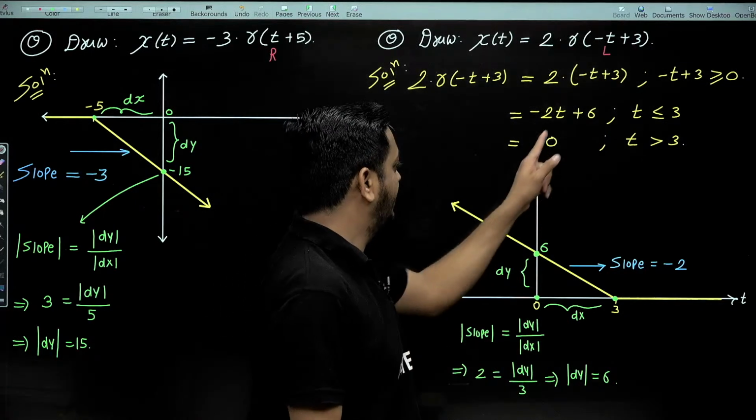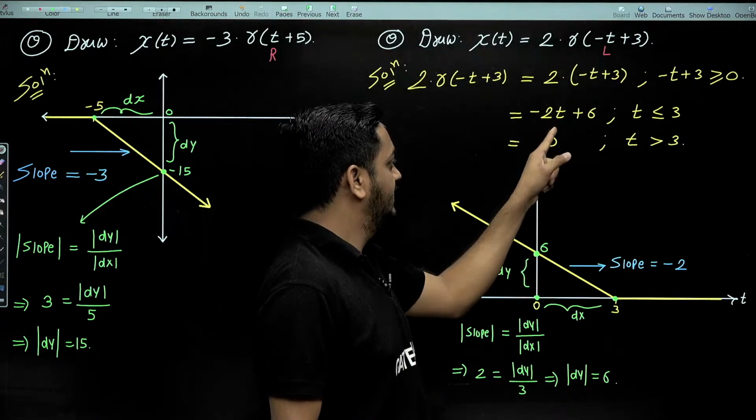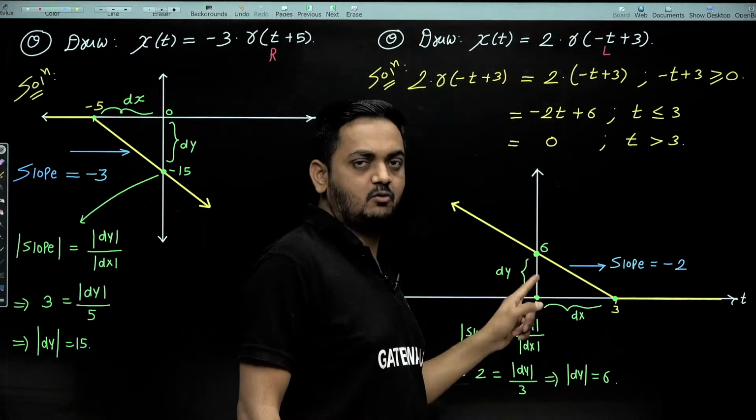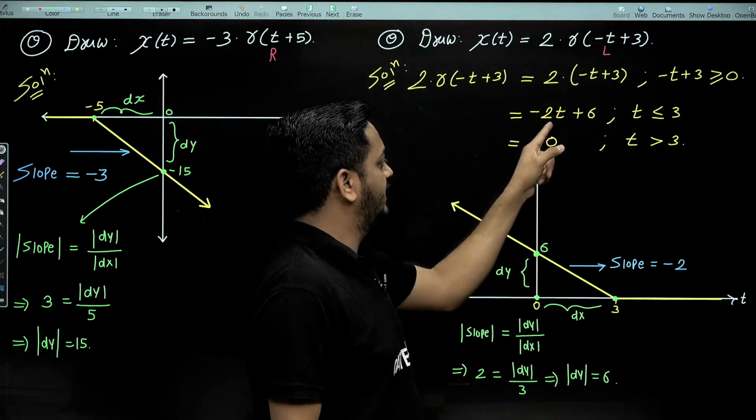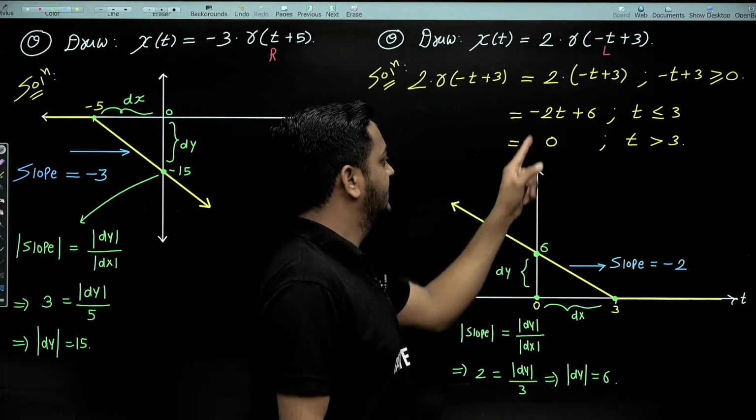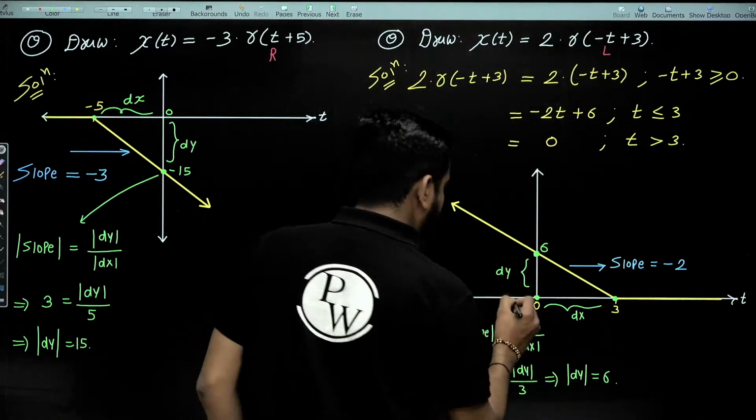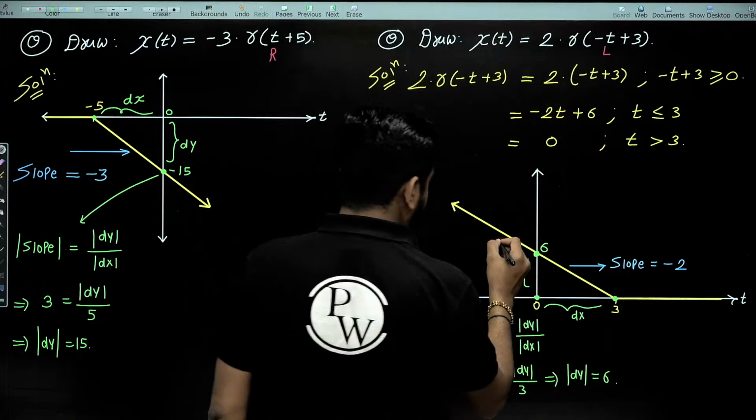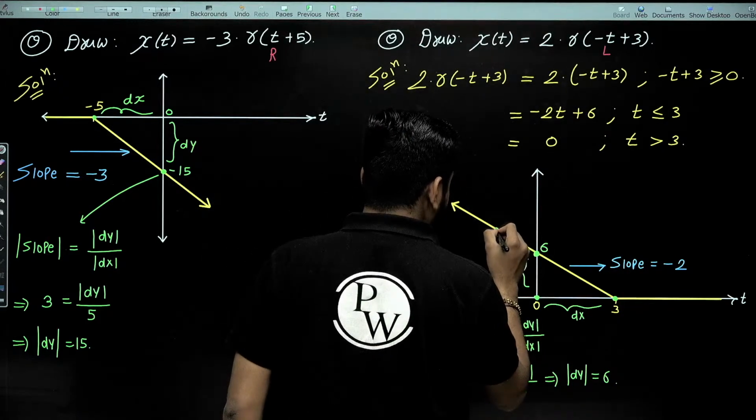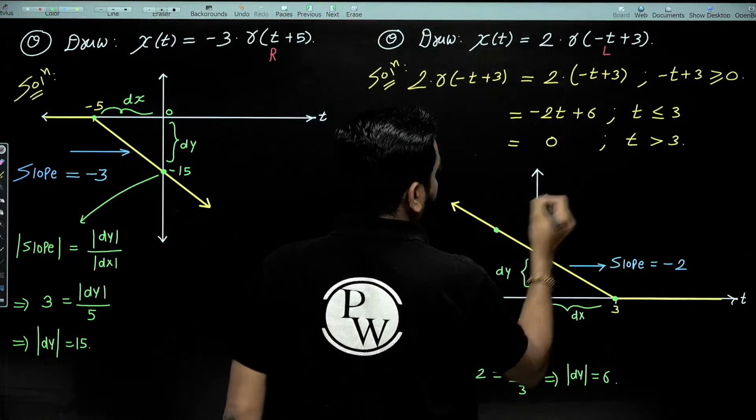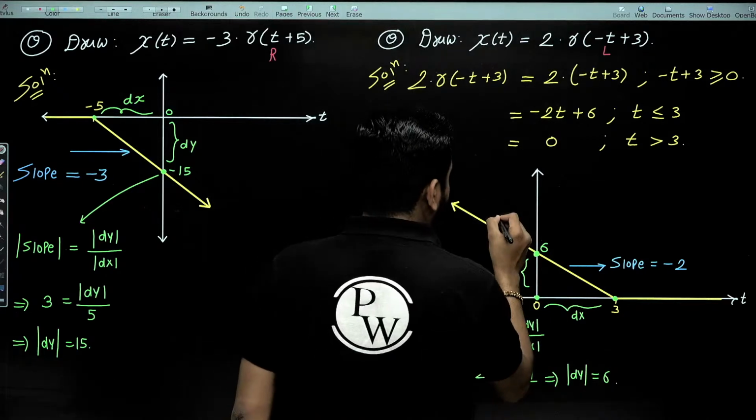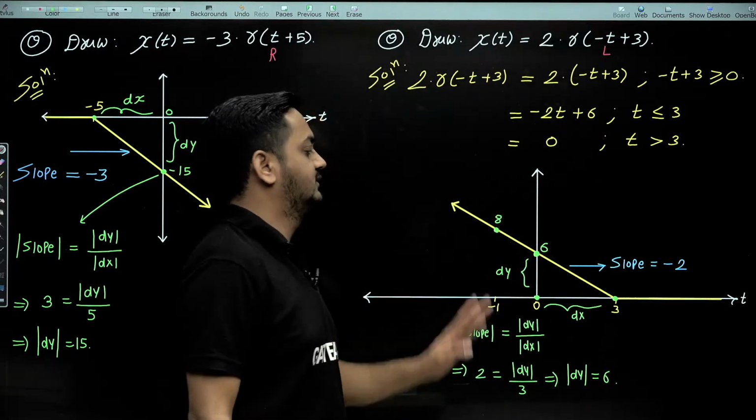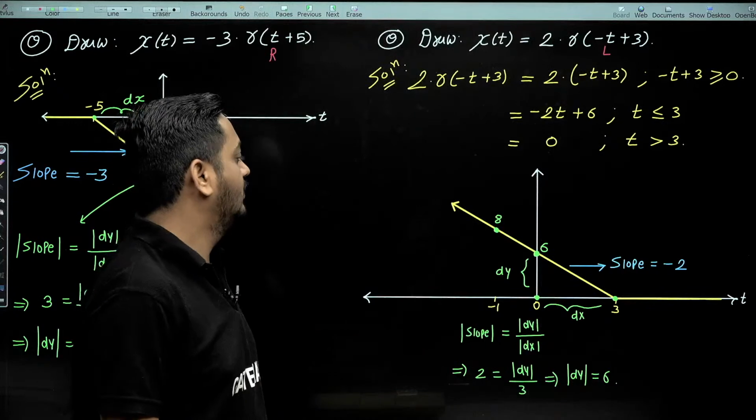Now you can check at t equal to 0. If you want to check whether this is right or wrong, put t equal to 0, then you get 6. If you put t equal to minus 1, what will be the amplitude? At t equal to minus 1, the amplitude will be 8. So you can check, this is correct.